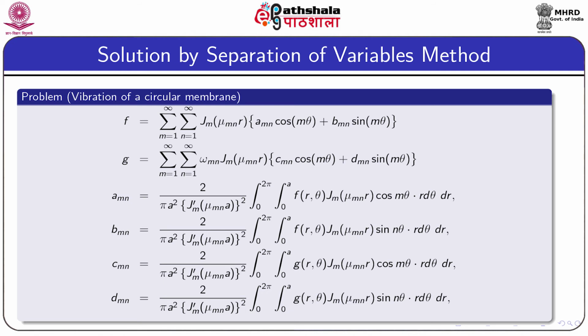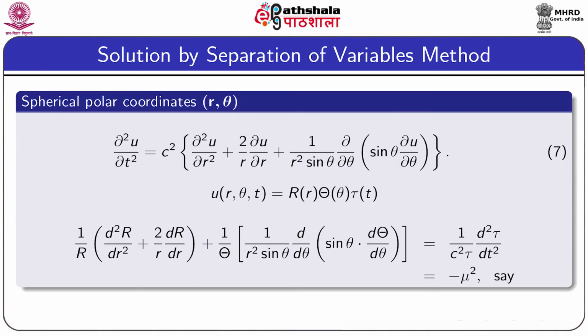Similarly, we can obtain the values of bmn, cmn and dmn. The expressions for all the constants can be seen in the slide. Now, we are going to find the solution of the wave equation in the spherical polar coordinate system.